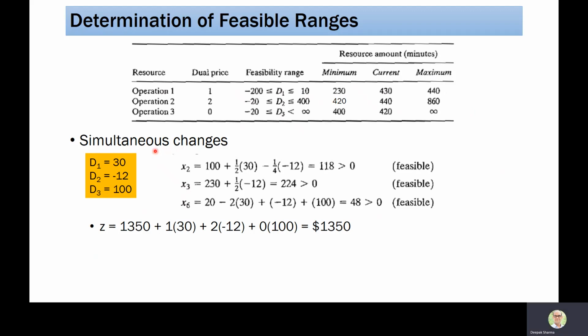Now, there is one important observation. Suppose we are going to change D1, D2, D3 simultaneously. Now, if I change, look at the D1 value. It is not lying in the range. Look at the D2 value. Yes. Look at the D3 value. Yes. So when I'm changing, D1 is not lying in the range.